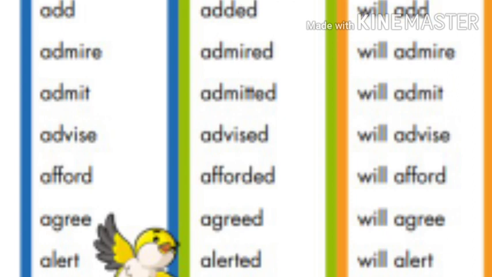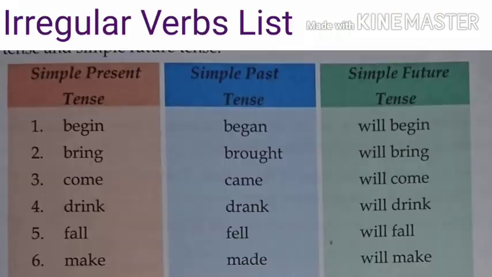Now let's see how the irregular verbs are written in the simple present tense, simple past tense, and simple future tense. Look at the table. The table shows the list of few commonly used irregular verbs in simple present tense, simple past tense, and simple future tense. The irregular verbs change the whole word for the past tense.